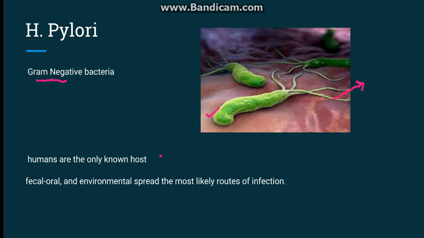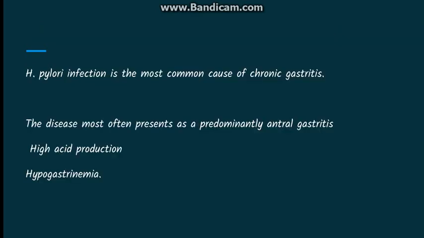Now the humans are the only known host, and the route of spread is mostly fecal-oral. Now going to the gastritis, H. pylori infection is the most common cause of chronic gastritis. There are other causes also like autoimmune gastritis. In the case of H. pylori, the disease predominantly affects the antrum of the stomach, that is, it causes antral gastritis. It is associated with high acid production, and the gastrin levels are low, that is, there is hypogastrinemia associated with it.